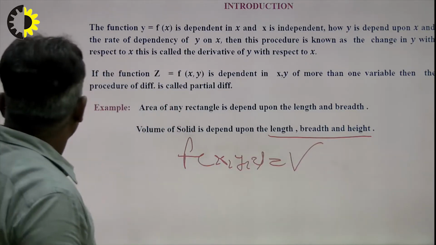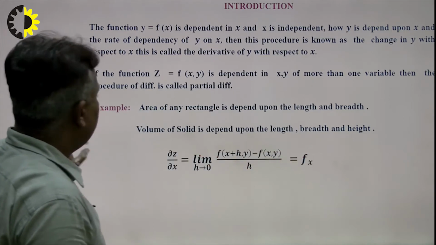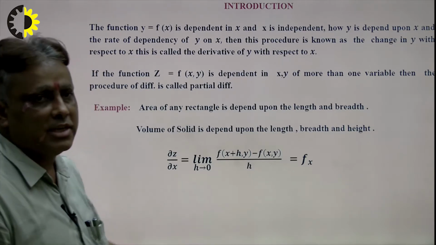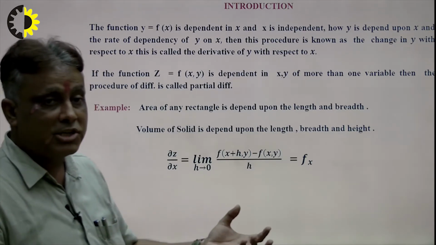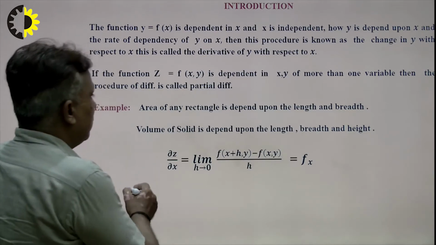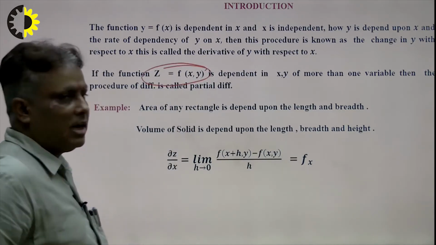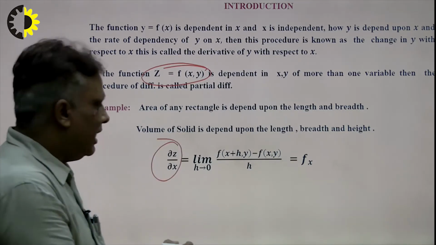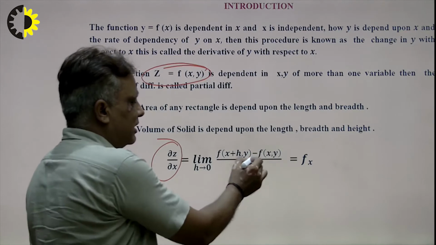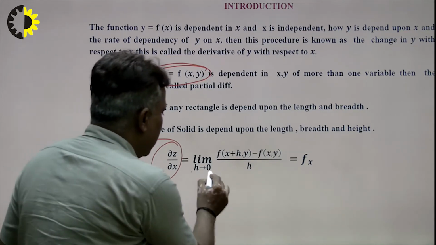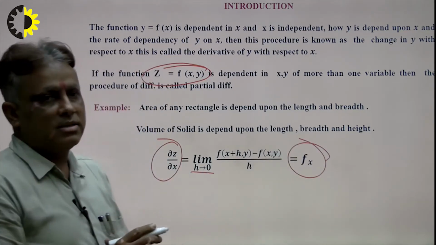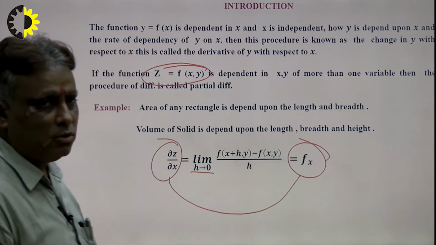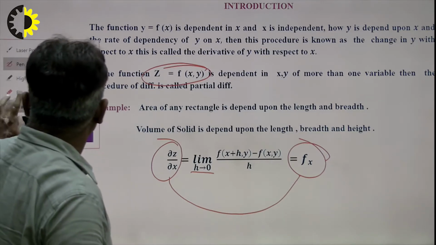In this way, suppose in 2D and 3D we want to calculate different quantities, such as area, surface area, volume, there will be a need for partial differentiation. I write here, suppose z is a function of x and y, and I want to differentiate partially with respect to x. So what will be the first principle here: f(x plus h, y) minus f(x, y) upon h, limit h tends to 0, and this will be equal to f_x. Read it as del z over del x, differentiate partially with respect to x. In this way we find out the whole procedure here.